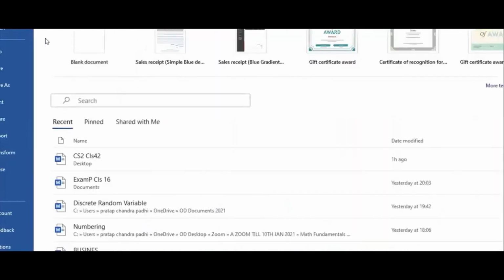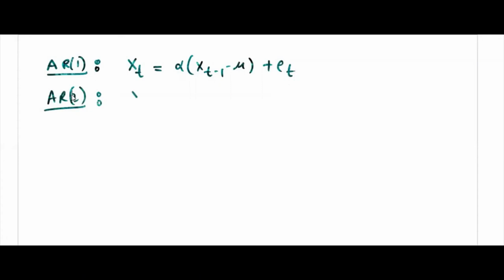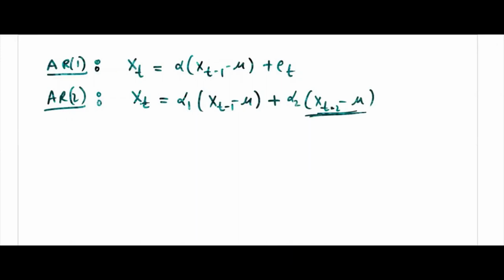Now let me write AR1. AR1 is xt equals alpha times xt minus 1 minus mu, plus et. Then AR2 I'll write, just commit to memory now, alpha 1 xt minus 1 minus mu, and, sorry, for AR2 I've written alpha 2 xt minus 2 minus mu. Again we give some weight here for this difference. The mean value with the last but 2 value difference, you give some weight to this, and you give some weight to the last value minus the average value, plus the stochastic part, et.